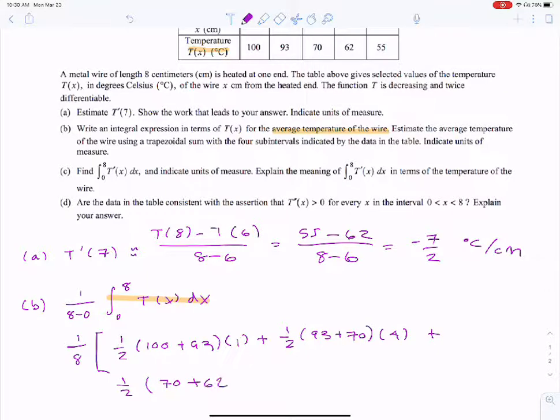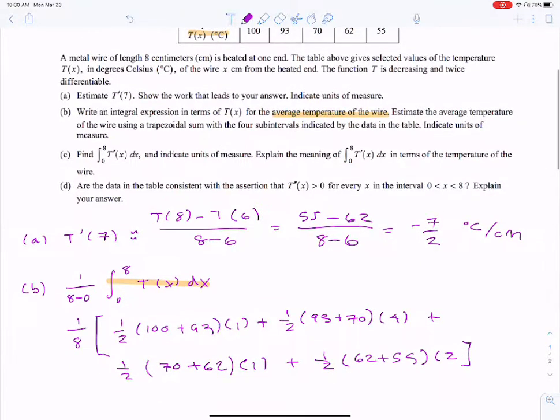Easy to get kind of lost here. And that base is, again, 1 plus 1/2 times the last ones, which are 62 and 55, and that base is 2. Okay, and this is fine. We can stop here. If you want to, of course, you can go and evaluate this.